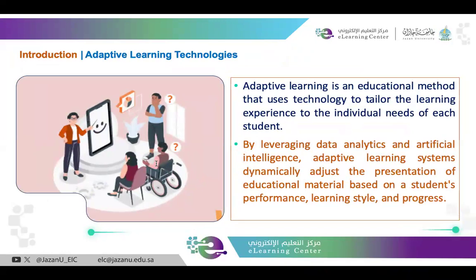Adaptive learning. What is the meaning of that? Adaptive learning is an educational method that uses technology to tailor the learning experience to the individual needs of each student. By leveraging data, analytics, and artificial intelligence, adaptive learning systems dynamically adjust the presentation of educational material based on a student's performance, learning style, and progress.